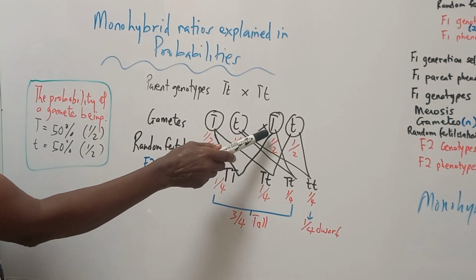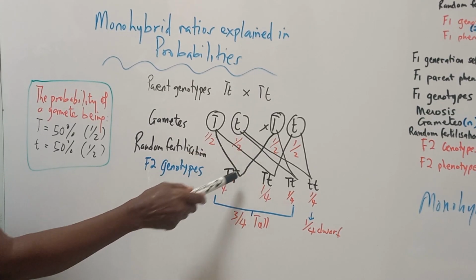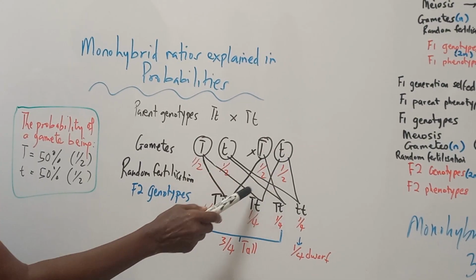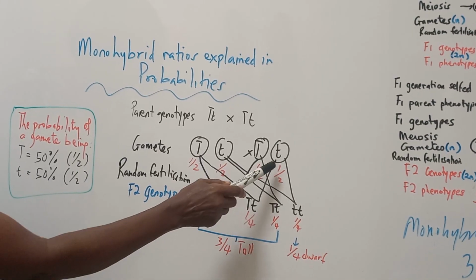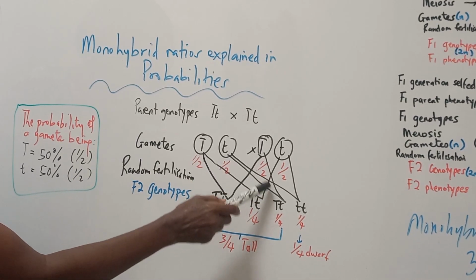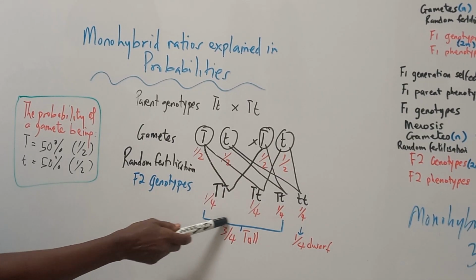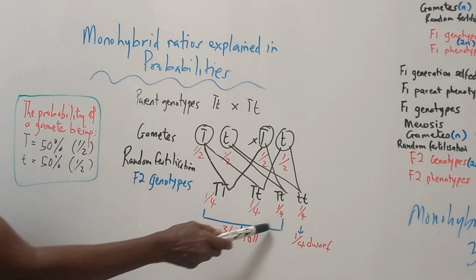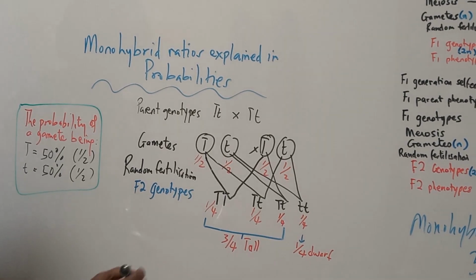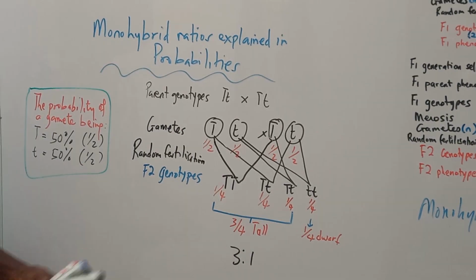This gamete can fuse with this gamete. You have big T, so half times half, you get 1/4. This gamete can also fuse with this gamete. You have big T, small t here. This gamete is half, this gamete is half. Half times half is 1/4. The same thing happens with this gamete and that gamete. Half times half is 1/4. So when you put it all together, we have 3/4 tall, 1/4 dwarf. We come to the same monohybrid ratio of 3:1. That is the monohybrid ratio using probabilities.